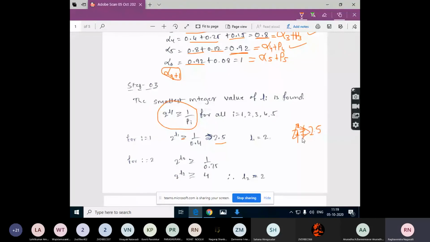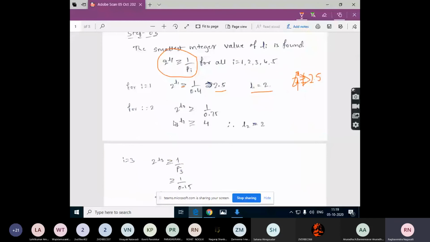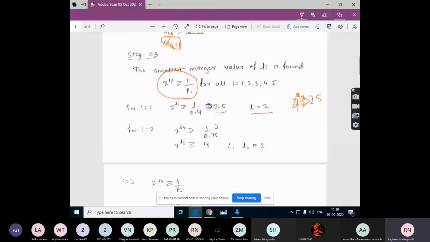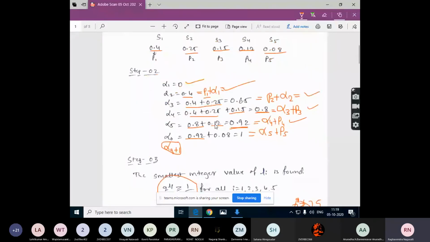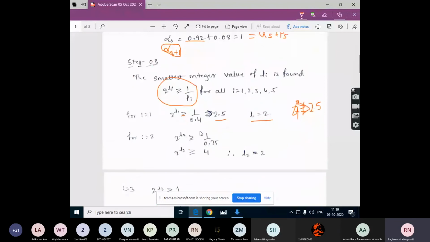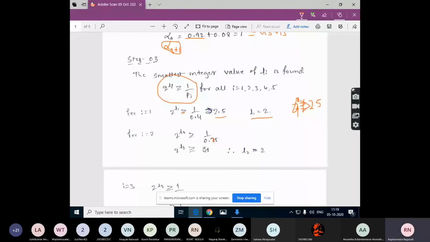In the same way, for i equals 2, 2 raised to l2 should be greater than or equal to 1 by p2. 1 by p2 is what? p2 is 0.25. 1 by 0.25 is 4. So again, l2 is equal to 2.